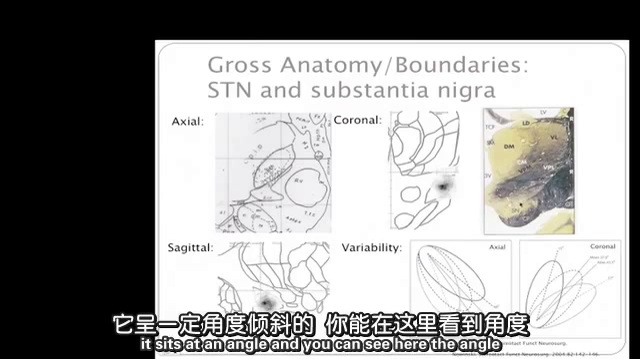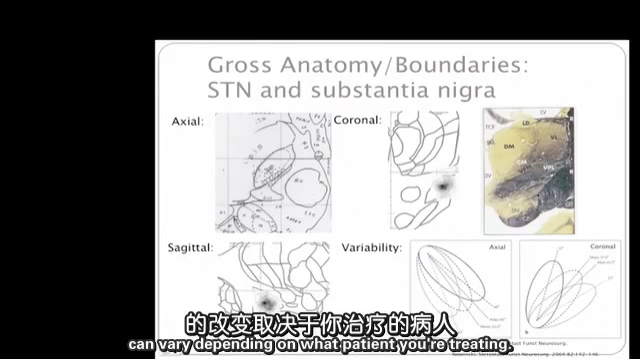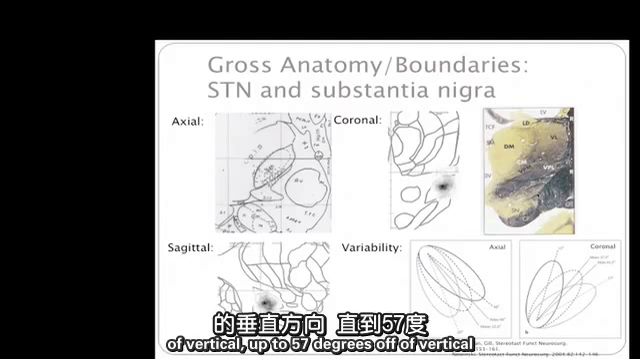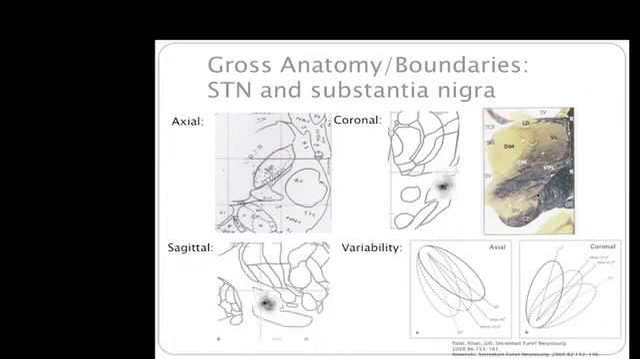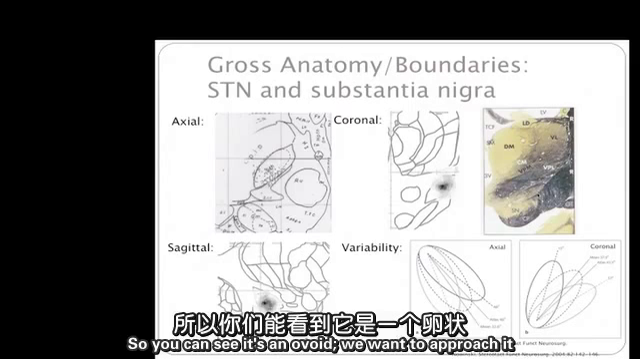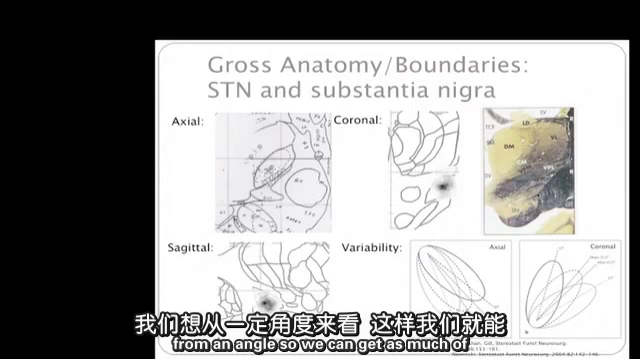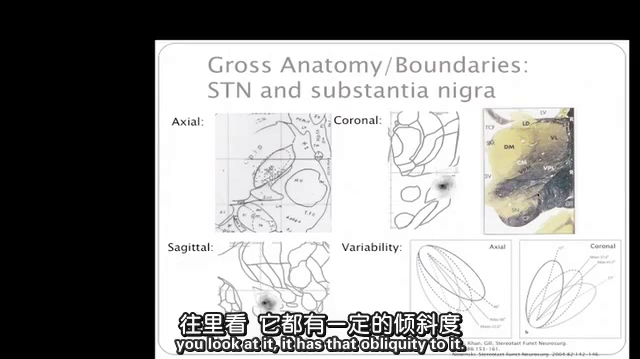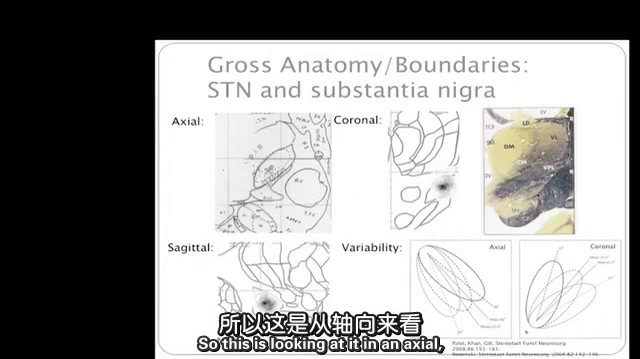It sits at an angle, and you can see here, the angle can vary depending on what patient you're treating. It could vary from as little as 15 degrees off of vertical up to 57 degrees off of vertical, with an average of about 40 degrees. So you can see it's ovoid. We want to approach it from an angle so we can get as much of the nucleus as possible. But no matter what plane you look at it, it has that obliquity to it. So this is looking at it in an axial.